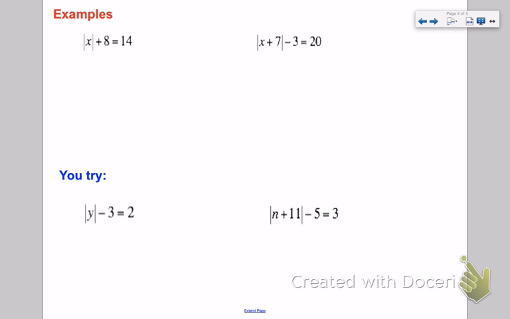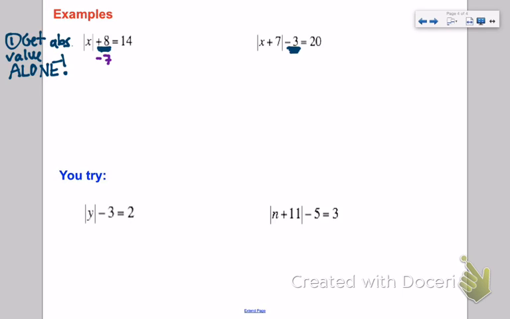Alright, so if we look at these, we notice that we now need to do step 1, which is to get the absolute value alone. So if we look, the absolute value is not alone. In this first example and the second example, we have something on the same side as absolute value, and we can't have that. So what we do is we move it, just like we would in a normal equation if we wanted to get x by itself.